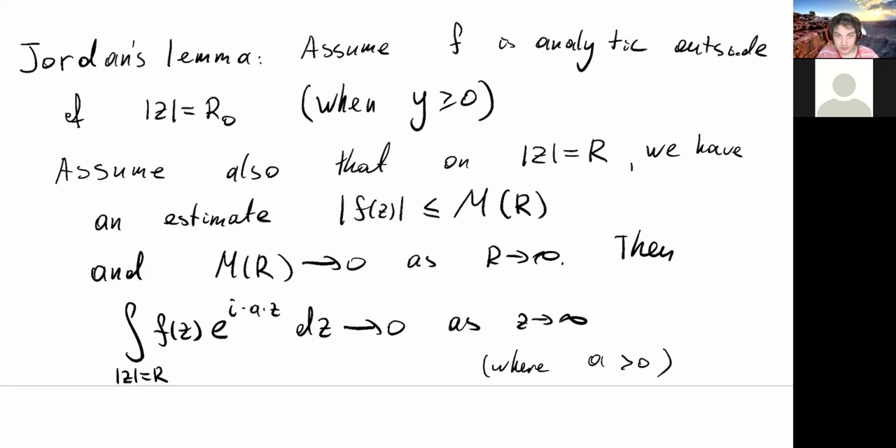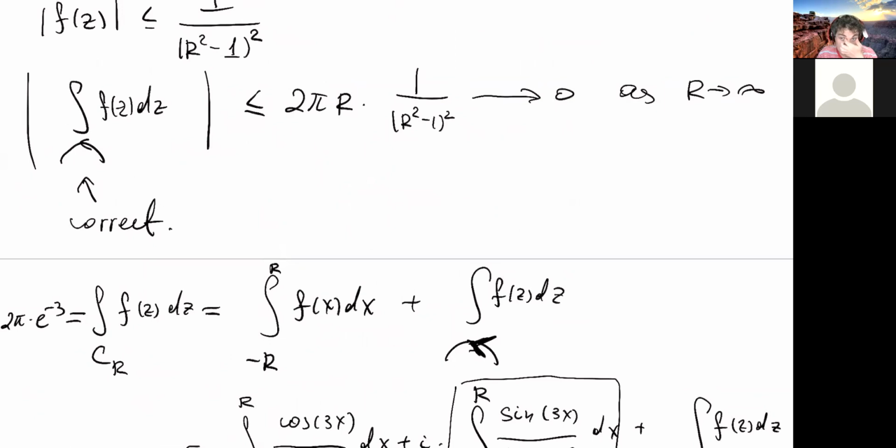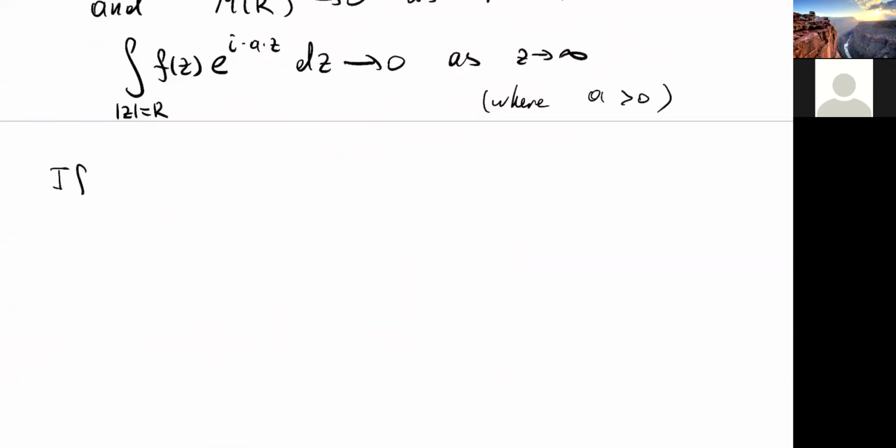What does this lemma tell us? Well, let me explain on the example of this function. So having such an estimate, having an estimate f is less than M sub R, when M sub R goes to 0, is not enough for a straightforward approach, because we're multiplying our estimate by 2 pi R, which becomes huge. So here we needed something more. We didn't need that this only goes to 0. So see this second box, it does go to 0 as R goes to infinity, but we needed more. We needed that it goes to 0 faster than this goes to infinity.